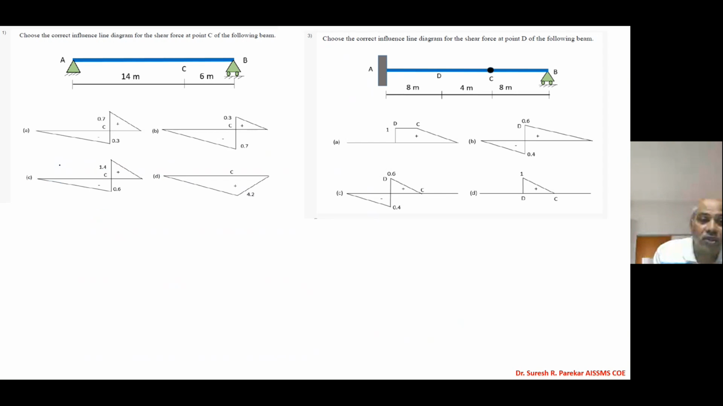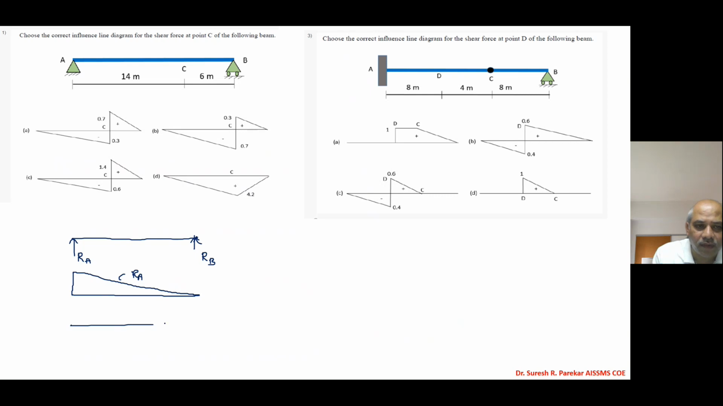Now ILD, this is most important. If I consider any beam, we have to go for ILD. So this will be RA and this will be RB. Then how will we go? We have simple 1 over here and 0 over here. This is the ILD for RA. Now if we plot the ILD for RB, what we will get? This will be the ILD for RB, with value 1 at B and 0 at the other end.